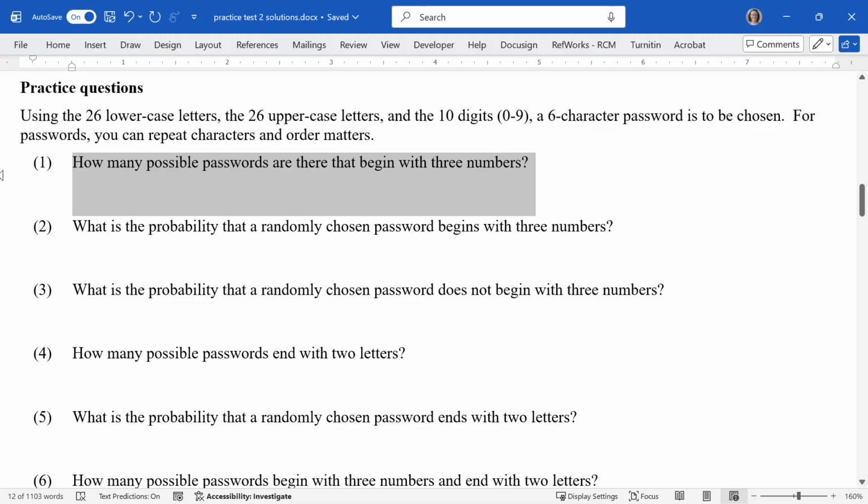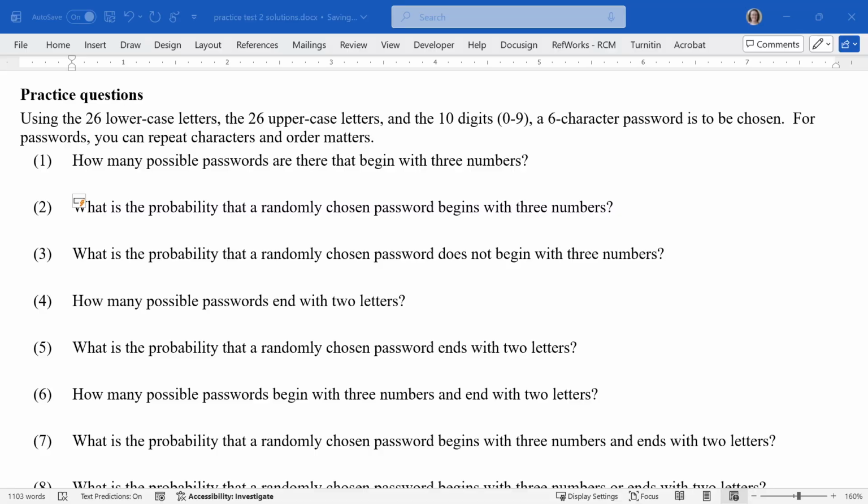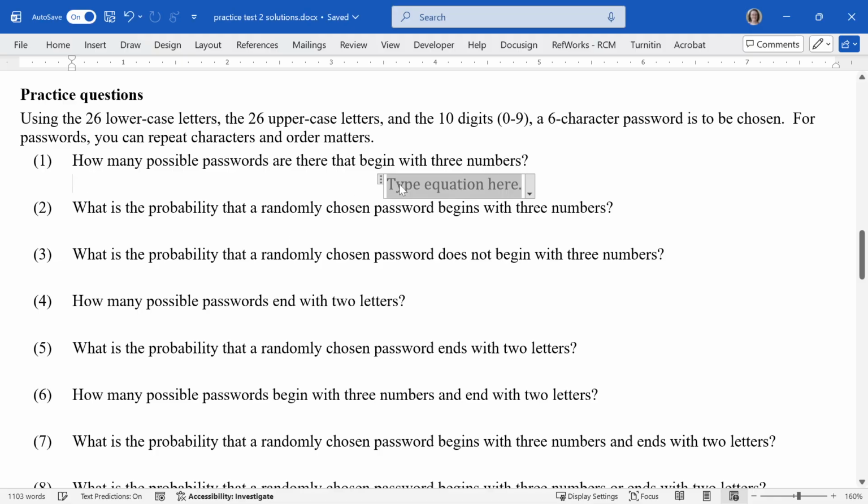So since we are selecting characters in order, we can break this down into a series of 6 decisions, 1 decision for each character in the password. So the first decision, what character goes first, the second decision, what character goes second, and so on. So I'm going to lay out a little roadmap for the answer here, where I'm going to multiply together 6 numbers, and the numbers I'm going to multiply together are the number of options that I have for each character in this password.